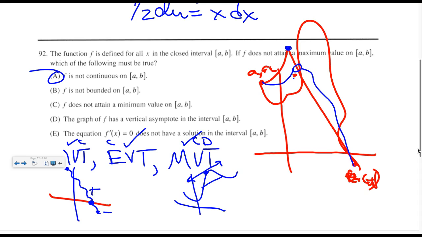Oh, how many times did that graph pass? It passed 6 times. So that's it. Perfect timing.